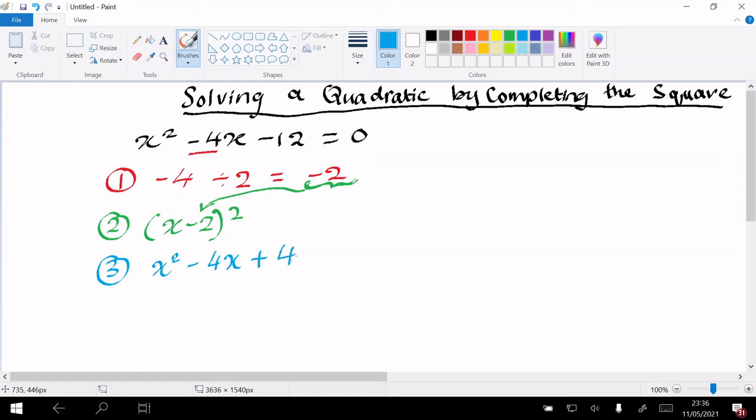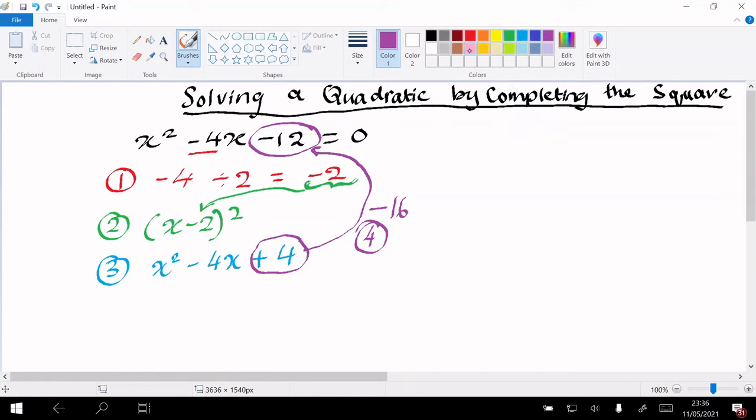Now here is the interesting part. From here onwards, you can do it two different ways, but I'm going to just use the way I'm more comfortable with here. Of course, you can watch the completing the square video to make sure you know all the different ways you can do this. What I'm going to do is see how I can go from plus 4 to minus 12. So that would be minus 16. So that is step 4.